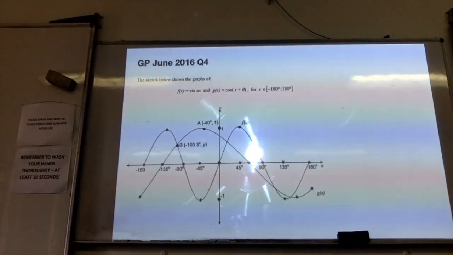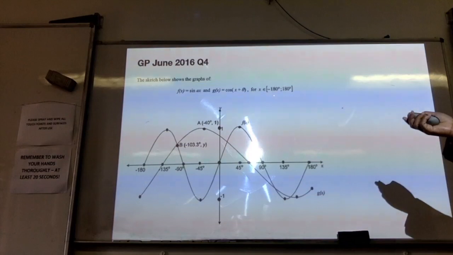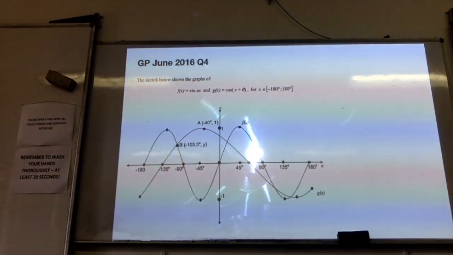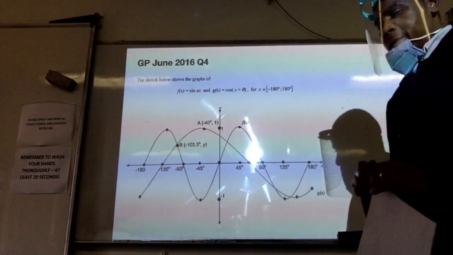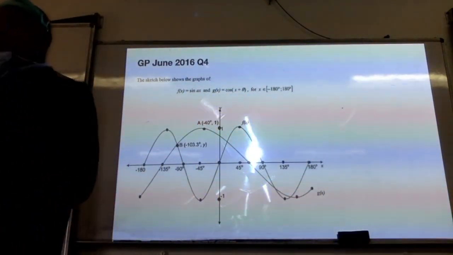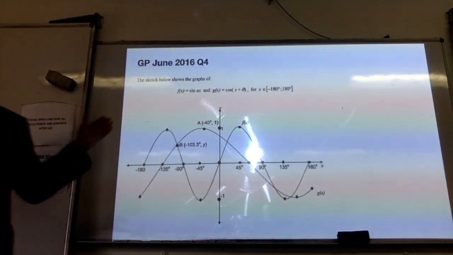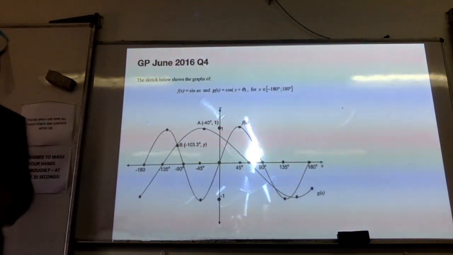The sketch below shows the graphs of f of x and g of x, and you are given the domain. This is called the restricted domain, because you can draw the graph of sine and the graph of cosine from negative infinity up to positive infinity. But we want to draw these graphs from negative 180 degrees up to 180 degrees.